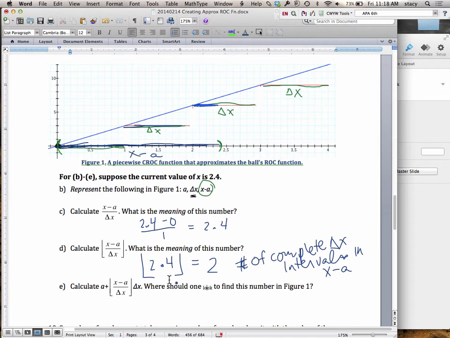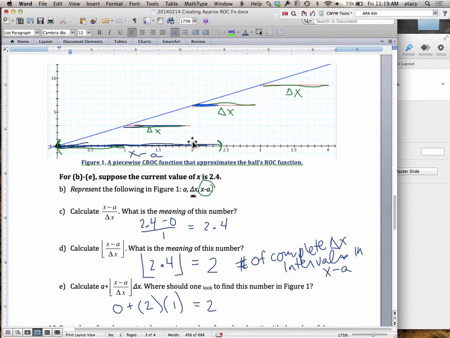Okay, so then, if I wanted to think about this whole sum right here, I'm taking the number of complete intervals and multiplying them by delta x, and then adding it to my starting value. What is that? That's 0 plus 2, what we got out of the floor function, times delta x, which is 1. So it just gives us back 2.